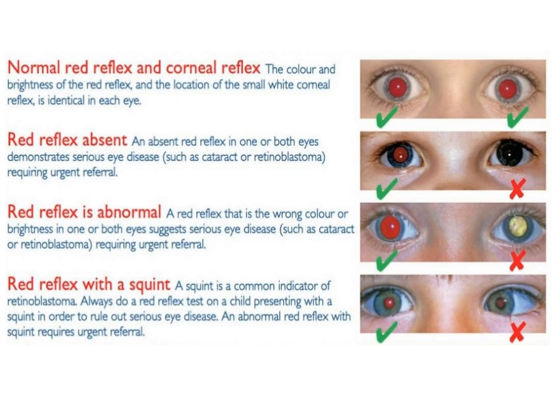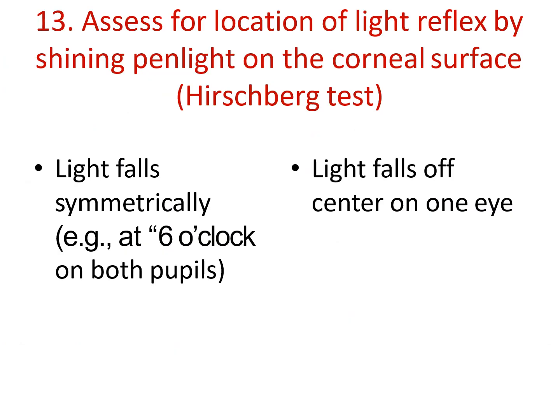For squint eyes, a squint is a common indicator of retinoblastoma as well. Always do a red reflex test on a child presenting with a squint in order to rule out serious eye disease, which is an abnormal red reflex; a squint requires an urgent referral. Now you should reflect the light, or you may be using a pen light, over the corneal surface of the patient. This is actually called the Hirschberg test.